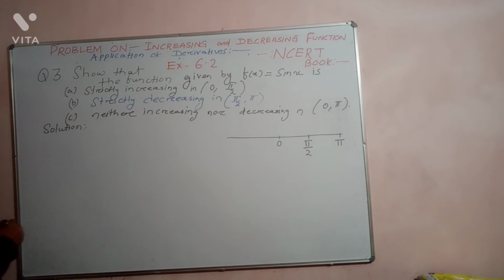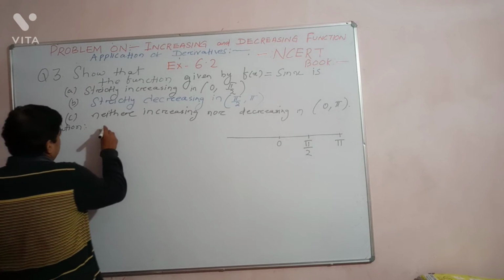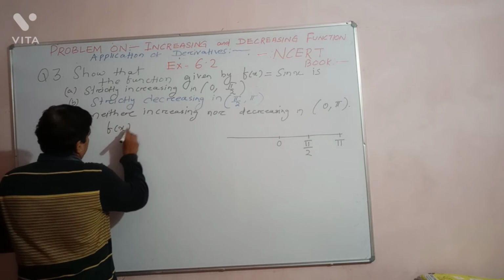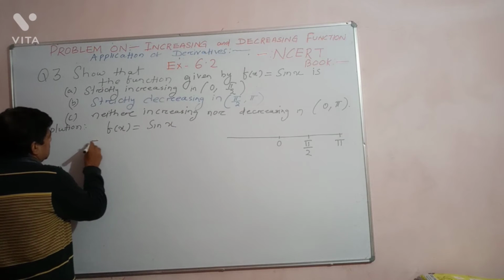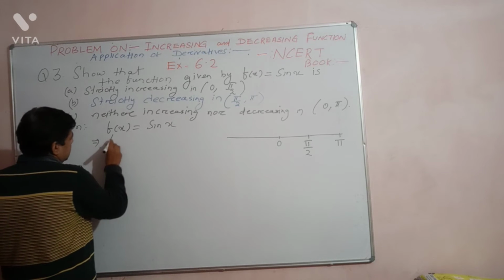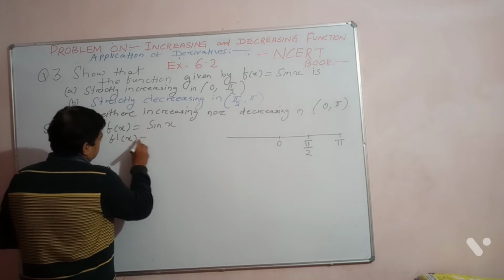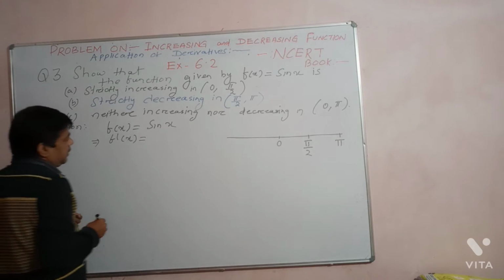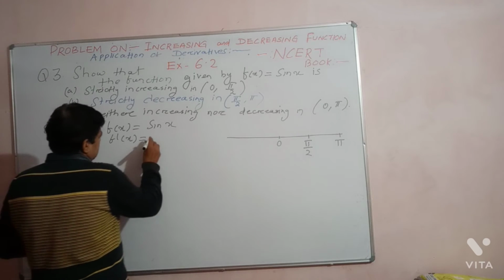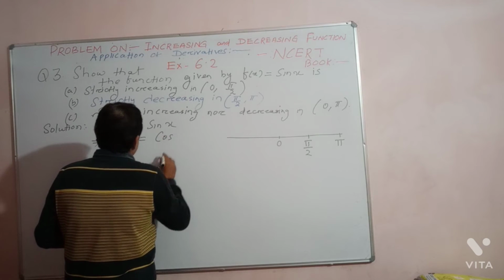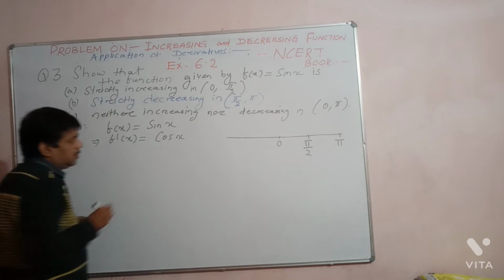Okay, let's see. Now student, the function is given fx is equal to sin x, understand or not? So that implies find the derivative of fx. For increasing and decreasing function we have to find the derivative of the given function. So the given function is fx is sin x, so f dash x is equal to cos x, derivative of sin x is cos x, understand or not?